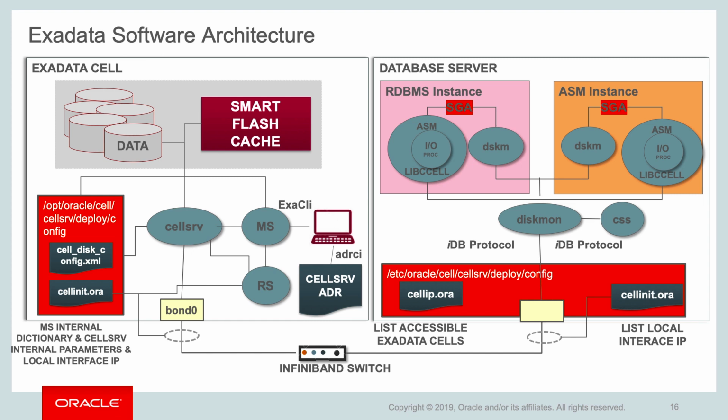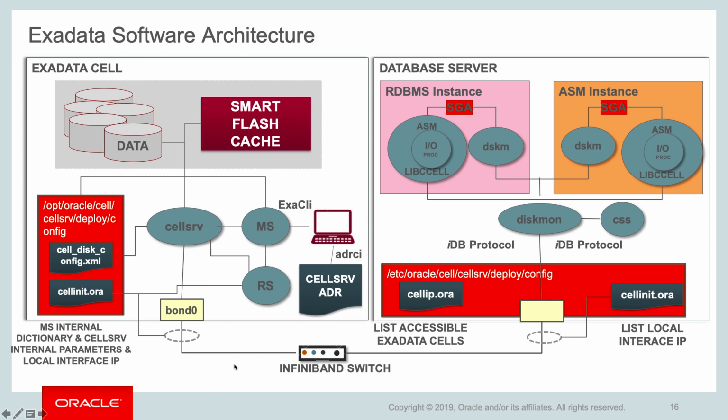CELLSRV also implements I/O resource management, that is, metering I/O bandwidth to the various database and consumer groups which are issuing I/Os. The second service is MS, that is, Management Server. Management Server implements a web service for cell management commands and runs background monitoring threads. The MS process is the primary interface to administer, manage, and query the status of the Exadata cell. It works in cooperation with the Exadata cell command line interface, known as ExaCLI or CellCLI, and they process most of the commands using these command line interfaces.